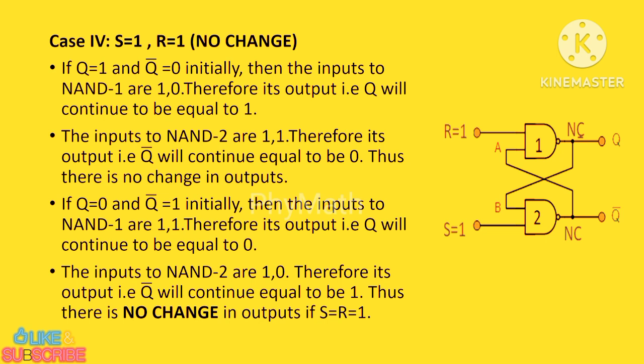Now for the second condition, suppose Q equals 0 and Q bar equals 1 initially, then the inputs to NAND gate 1 are 1 and 1. Therefore its output, that is Q, will continue to be 0. Similarly, the inputs to NAND gate 2 are 1 and 0. Therefore its output, that is Q bar, will continue to be 1. Thus there is no change in outputs if S equals R equals 1.